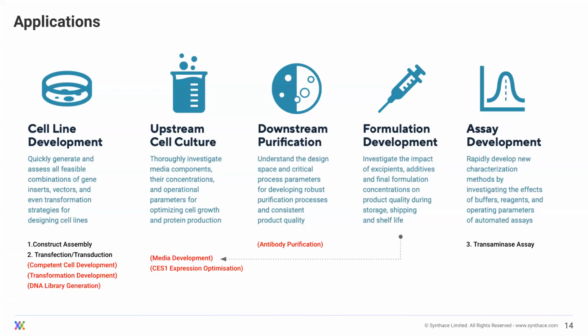The examples we're going to go through today are construct assembly, a genetic construct assembly example, which you might use for upstream strain engineering or strain development, and a transfection and transduction optimization, which speaks to our cell line development process where you need to get DNA into your mammalian cell lines. And we're also going to focus on an assay optimization, or more to say an assay characterization. But we have examples across the board in these different columns that you're seeing now.